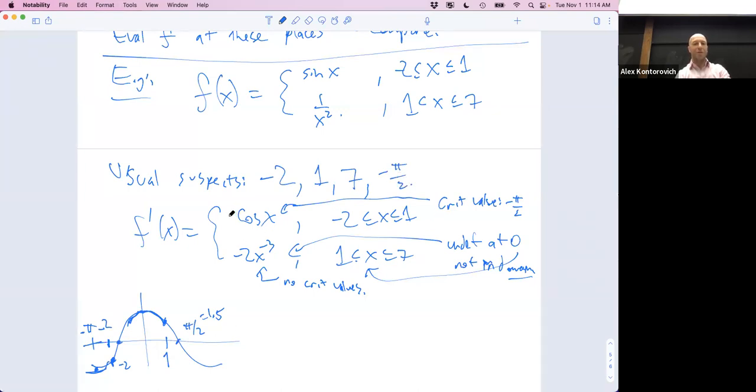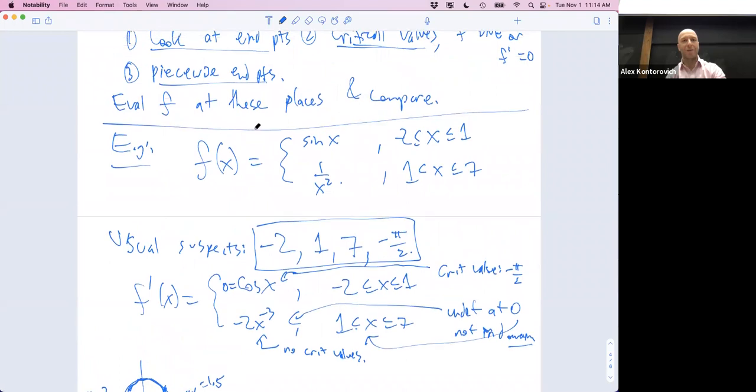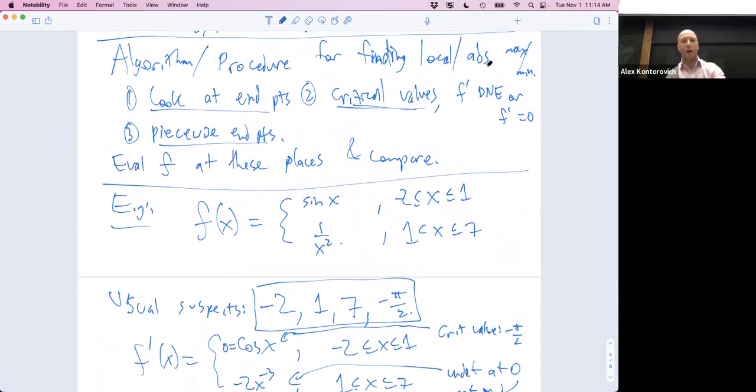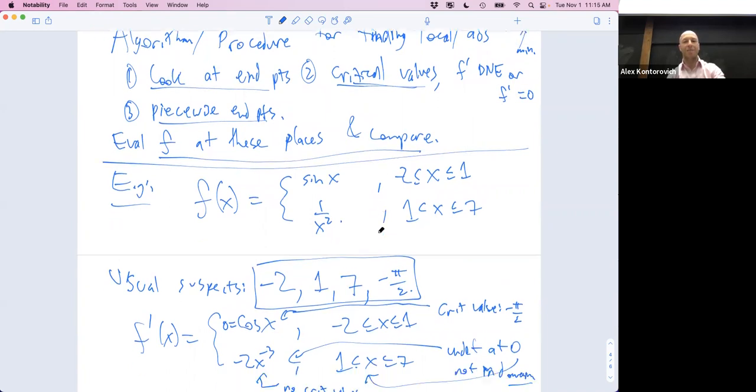It's a place where the derivative is equal to 0, or where the derivative doesn't exist. These are my usual suspects. So I've rounded up the locations that I need to worry about. Now I need to evaluate the function at these places.